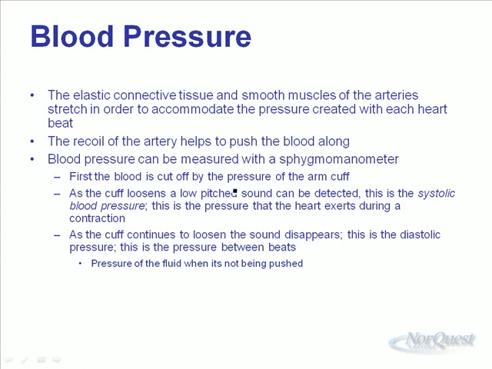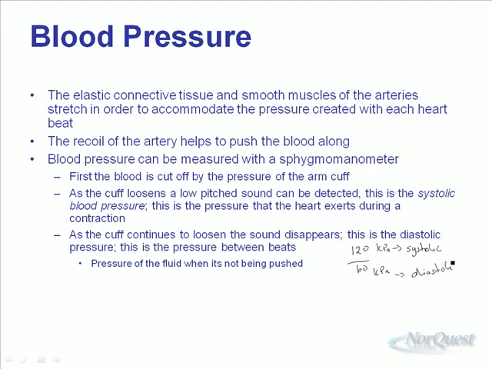So systolic and diastolic pressure, when you get your blood pressures, it's always going to be a large number over a smaller number. So for example, 120 over say 60, and it's measured in kilopascals. And this would be the systolic pressure. This would be the diastolic pressure.